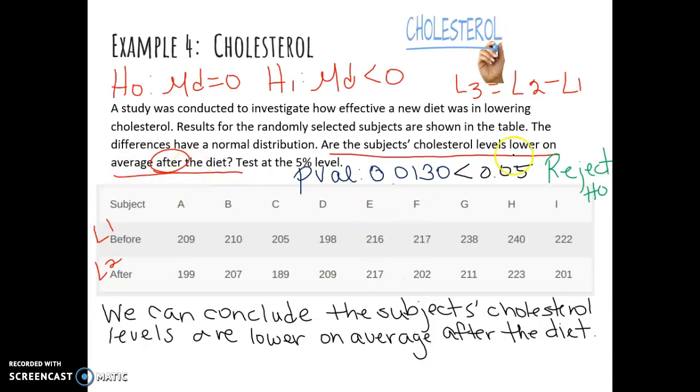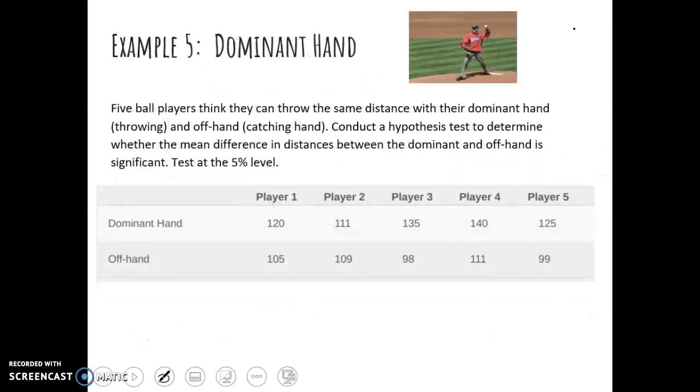So I did the after, L2 minus the before, for my L3, and I got a p-value of 0.0130, which is less than 0.05, so we rejected the null, and that means that we have enough evidence to conclude that the subjects' cholesterol levels are lower on average after the diet. All right, on to example 5.